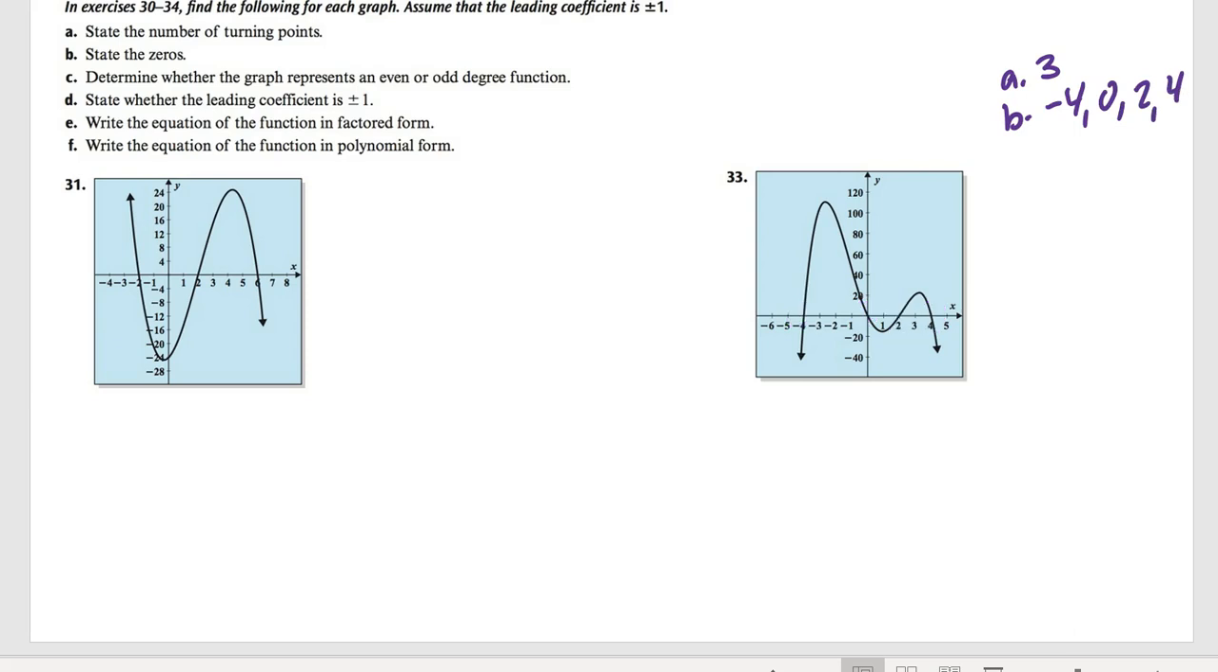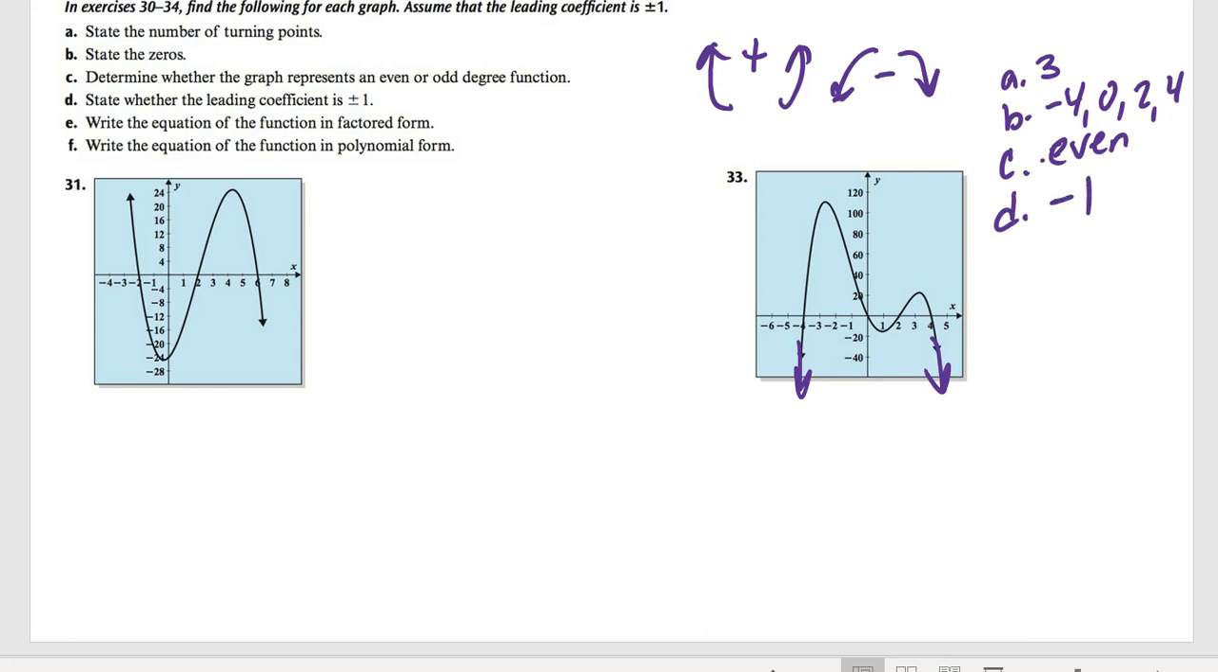Determine whether it represents an even or an odd function. I told you if they both point the same direction, that's going to be an even function. And the leading coefficient, on an even function, if they both point up, it's a positive coefficient, and if they both point down, it's going to be a negative coefficient. So we know ours is going to be a negative 1.